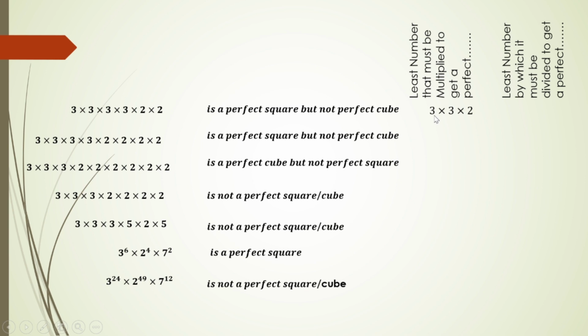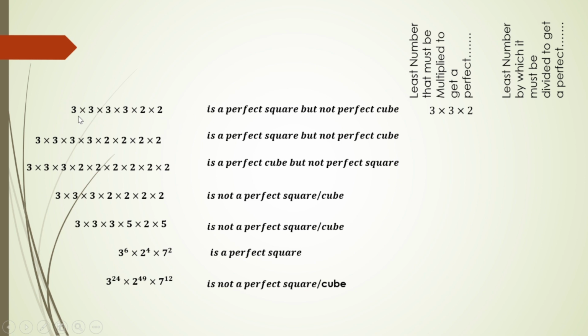Maximum can be anything. We can multiply this number by 3 into 3 into 2 into 8 again. If we multiply this number by 18 into 8, even then it will turn into a perfect cube. I hope you're getting me. Okay, and this number is not a perfect cube.